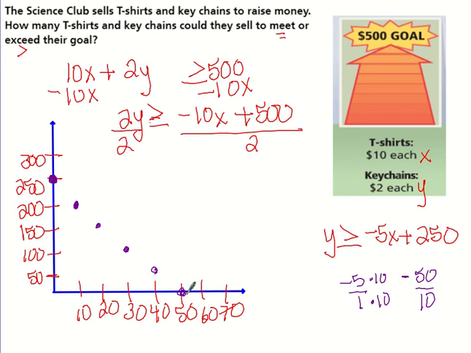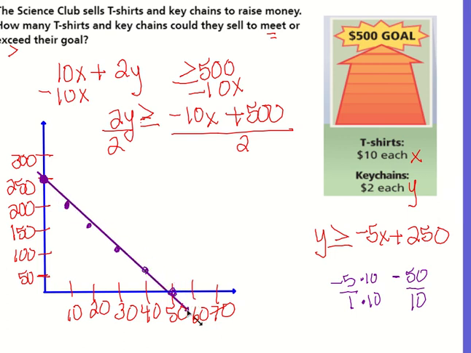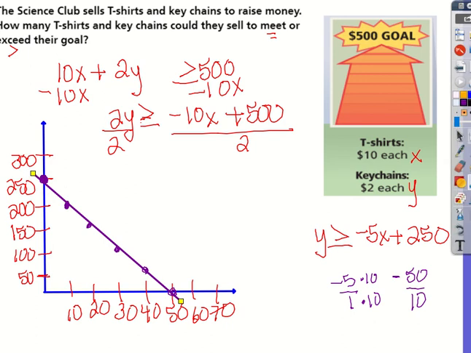Now it is equal to, so that means it's going to be a solid line, right? Equal to, solid line. Everything that's on this line also is a part of my solution. So we would have a solid line. Mine's not perfect. That's okay.